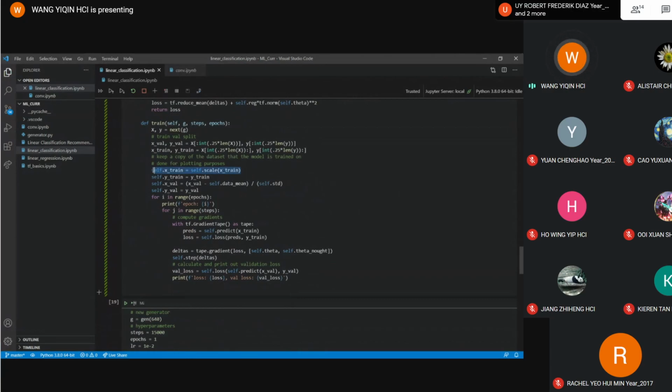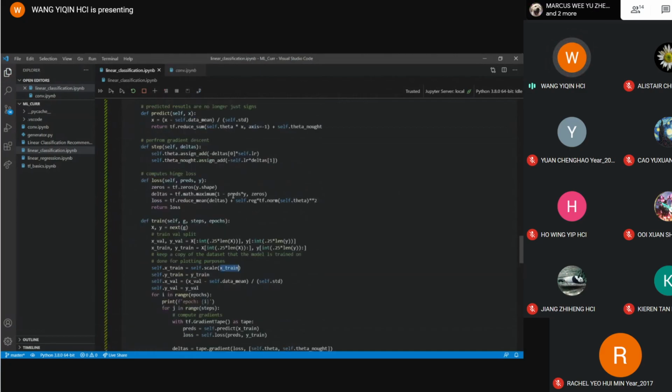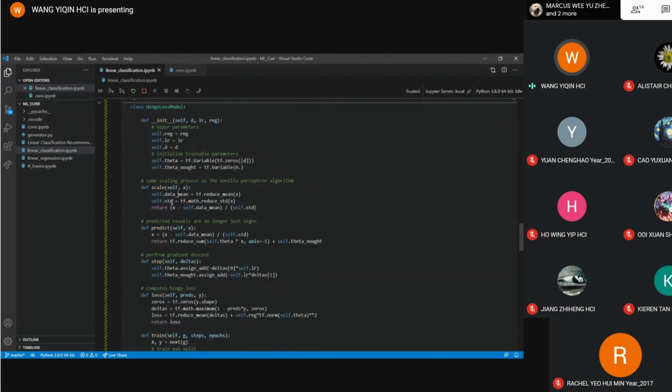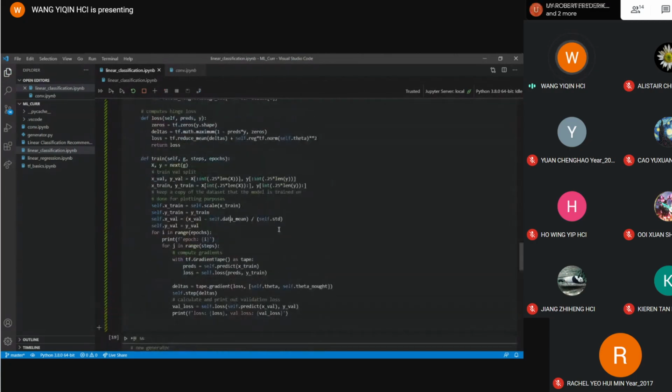Because we have two data sets now, I'm going to scale by the training data set. The scaling function actually stores the data mean and standard deviation, so I'm going to use the standard deviation and the mean of the training data set to also scale my validation data set, because we want to use the same pre-processing methods for whatever data sets we want to use. I'm going to store these two just for plotting purposes. Again, you don't have to do this.